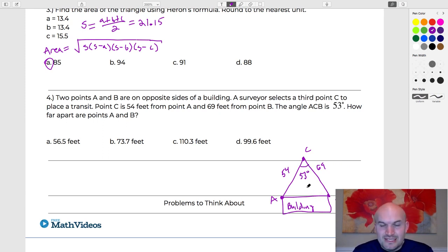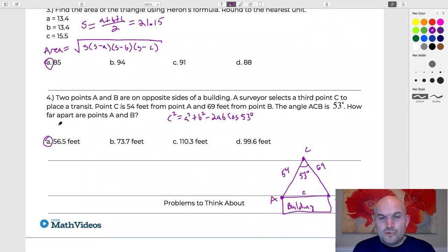Well, again, guys, you can see that this is a very common difference. We're basically looking for this side length C. So, again, to use our formula, C squared is just going to equal A squared plus B squared minus 2 times A times B times the cosine of 53 degrees. And again, to save myself a little time, I plugged it in, and I got 56.5.